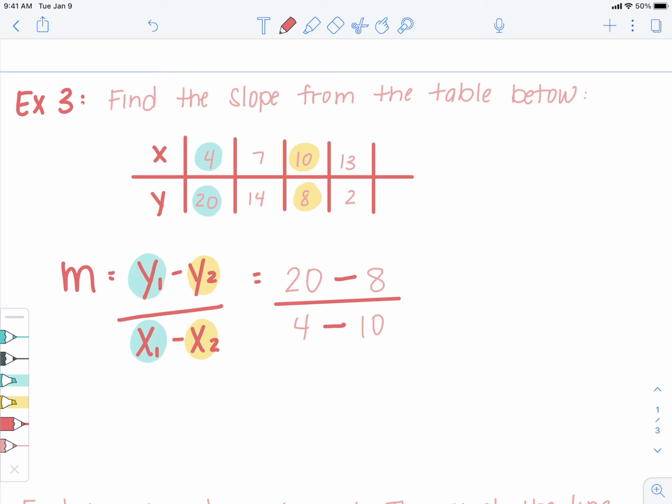So now, all I'm going to do is subtract, and I'm going to do 20 minus. So I need what? The y's are on the top. Oh, they are. We want to make sure, because our y's are our rise, how much we're going up and down, right? And our x's are our side to side. So now I just want to do 20 minus 8. 12, right? Over 4 minus 10 gives me negative 6. And then I can do 12 divided by negative 6 and get negative 2. So my slope there is negative 2.